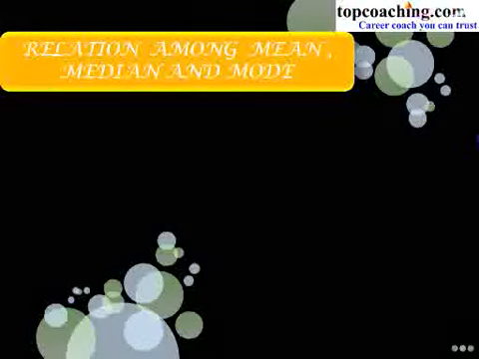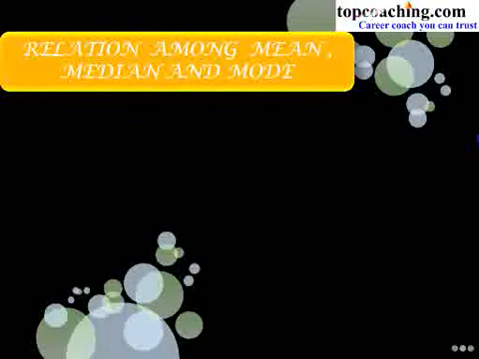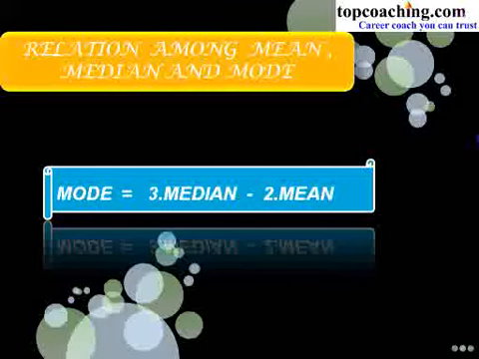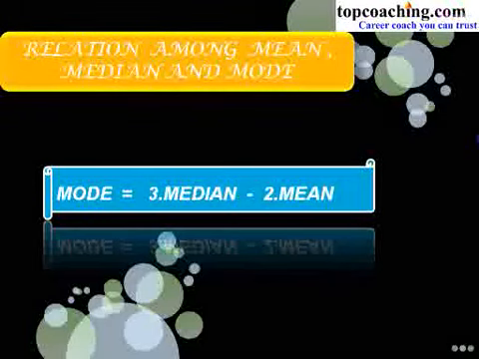For example, the impact of a stock market crash on average investment returns. Second, the median may be more useful than the mean when there are extreme values in the dataset, as it is not affected by the extreme values. And the third one is mode. It is useful to identify the ideal size and when the most common item, characteristic or value of a dataset is required. The relation among mean, median and mode is given by the following formula: mode equals 3 times median minus 2 times mean.